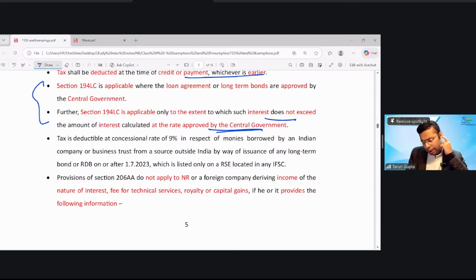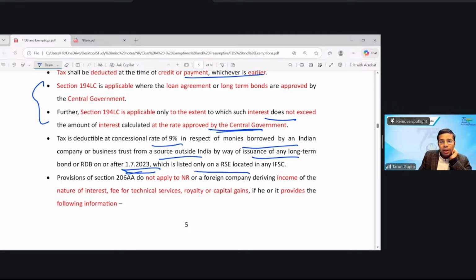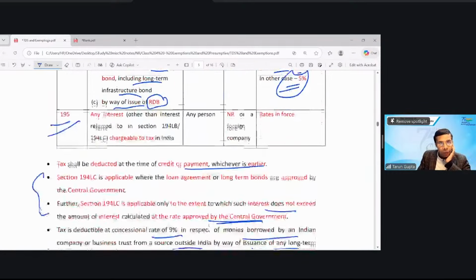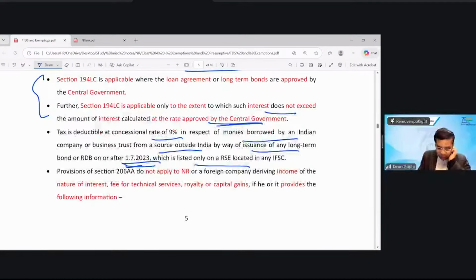Okay, one more thing. Tax is deductible at the rate of 9% in respect of money borrowed by an Indian company or business trust from a source outside India by way of issue of any long-term bond or RDB on or after 1st July 23, which is listed on a recognized stock exchange located in IFSC. So if the money was borrowed by such an Indian company before 1st July 23, the tax rate was 4%. After 1st July 23, it's 4 plus 5 equal to 9%.